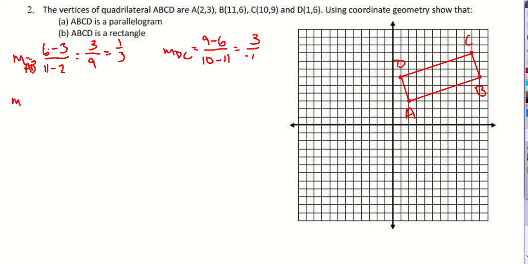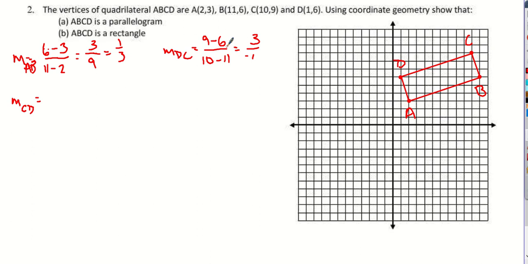Okay, the next slope should be CD. This should be the same as AB, so we should get 1/3 for this one. All right, and we're going to do the same thing here. Hold on a minute. We did AB, and then we did CD. These should be the same unless I'm doing something wrong. 6 minus 3, 6 minus 3, 11 minus 2.